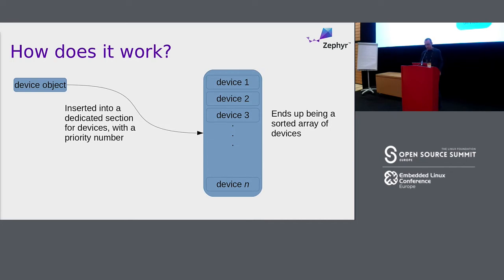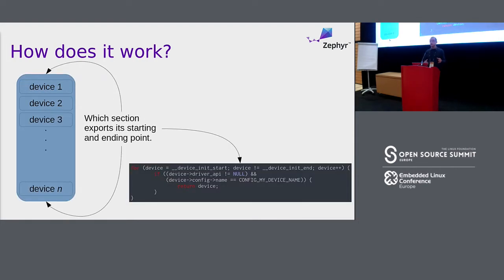And this array, from the linker, exports its starting and ending point. So in the code directly, you can access this array as simply as usual. Because of these two pointers, you know where it starts and where it ends.